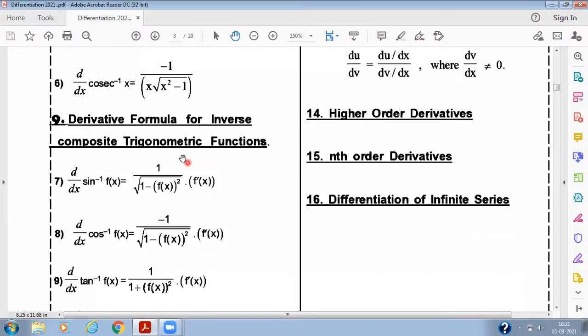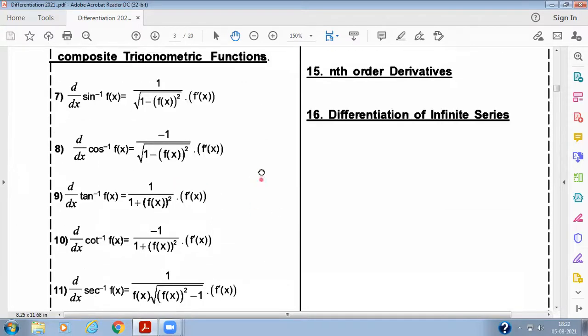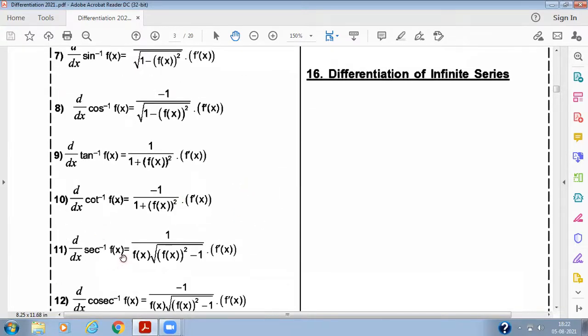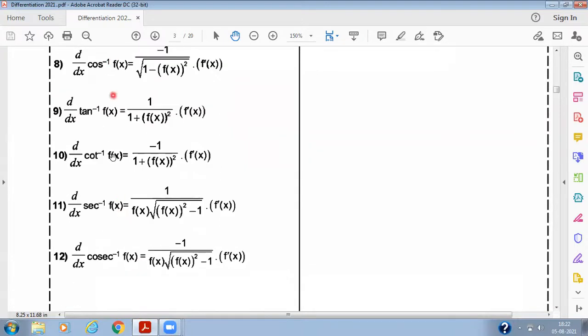Okay, the ninth one, derivative formulas for inverse composite trigonometric functions. So these are the formulas of inverse composite trigonometric functions: sine inverse fx, cos inverse fx, tan inverse fx, cot inverse fx, and all that. Please just go through it and give it your time.